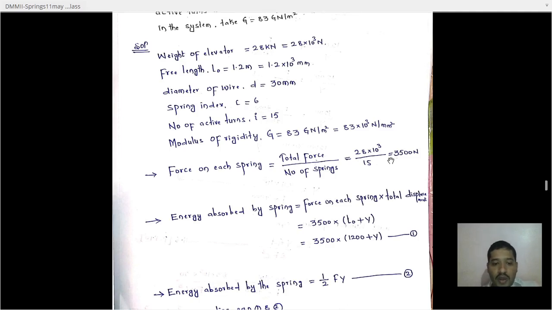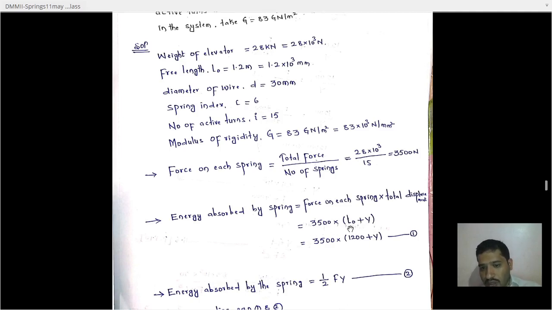After that, we need to find out how much energy is absorbed by the spring. The energy absorbed by the spring equals the force acting on the spring into the total displacement. The force on each spring is 3500 into the total displacement. The free length is represented by L0 plus y, which is nothing but the deflection. So 3500 into L0, how much?